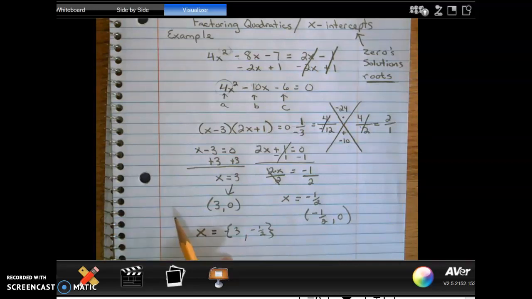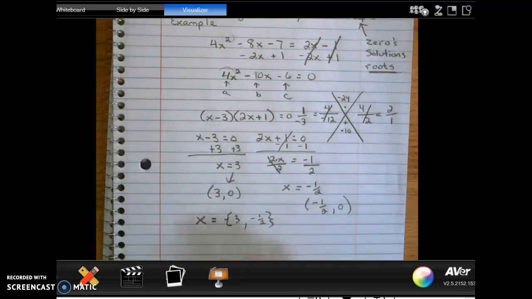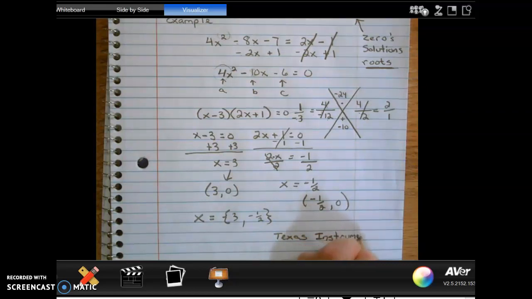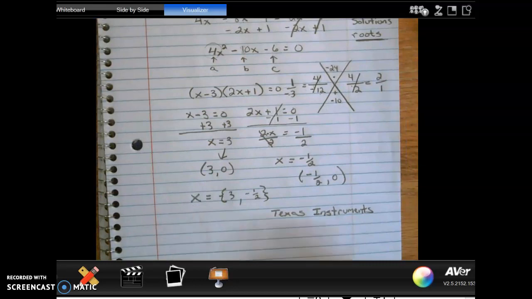Now, there is an online free TI-Nspire calculator. You just need to go on the web to Texas Instruments, and it's free, and download the calculator. I'll try to put a link to that in Google Classroom if I haven't already done so.